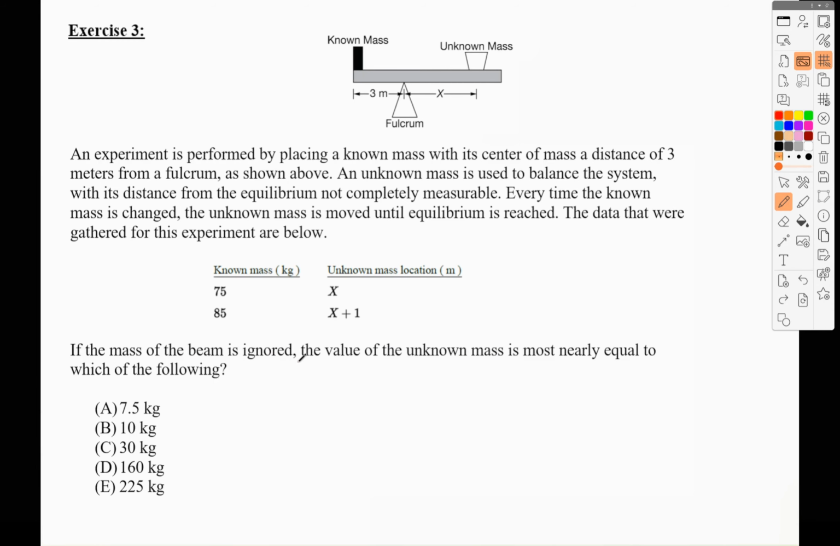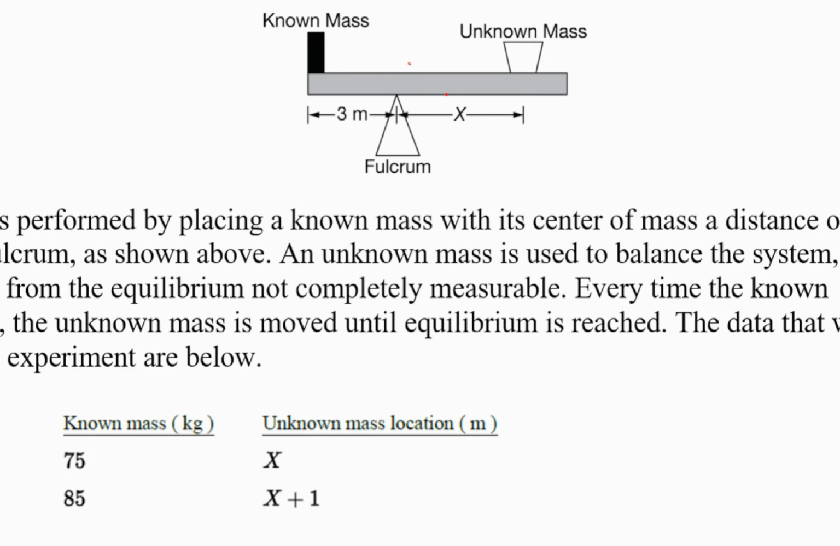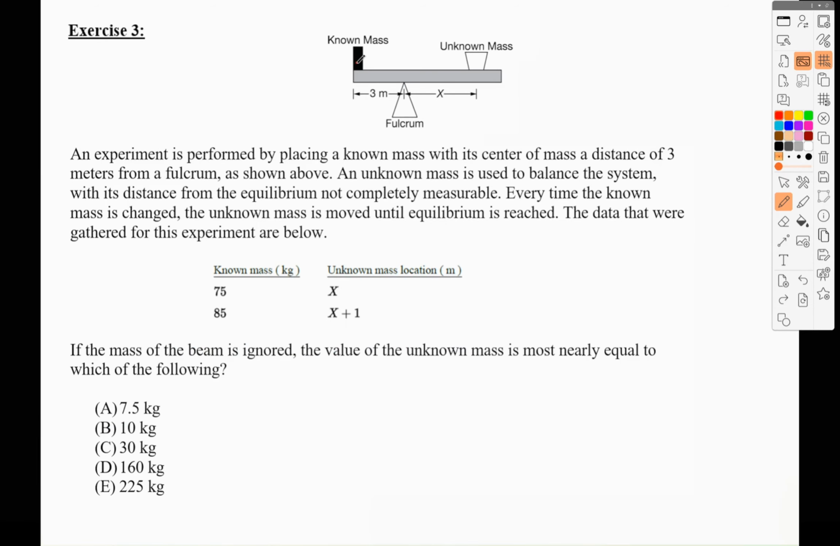If the mass of the beam is ignored, there will be no force due to the mass of the beam. Now, what are the forces acting on the system? We have the pull of gravity due to the known mass, the pull of gravity due to the unknown mass, the pull of gravity due to the beam, and the reaction, which is arbitrarily chosen. We will ignore the reaction because it passes through the fulcrum or the pivot, and we'll ignore the pull of gravity of the beam because it's massless.